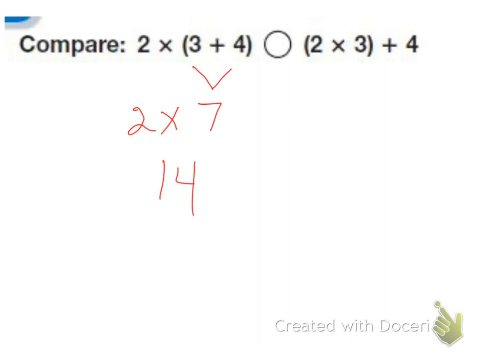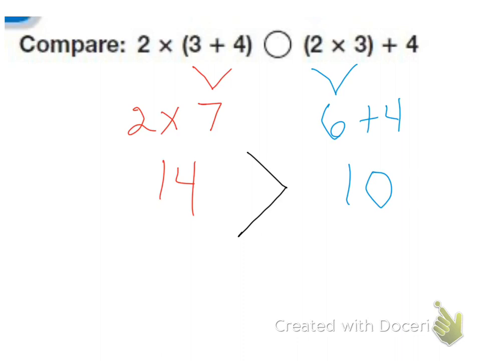On the left side, we have 2 times 3 first. So 2 times 3 is 6, and then we add 4. And 6 plus 4 is 10. So 14 is greater than 10.